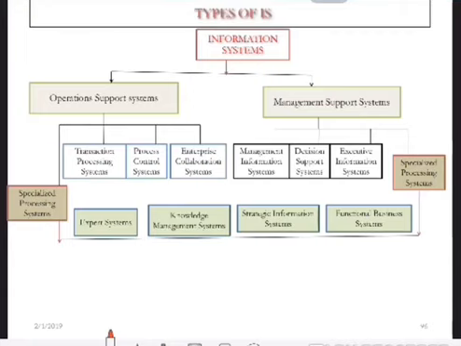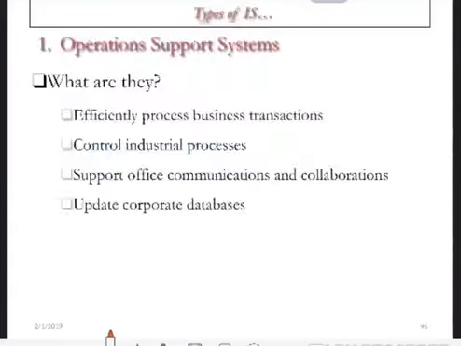Under operation support system we have TPS, transaction process control system, and enterprise collaboration system. Under management support system we have MIS, decision support system, executive support system, and also specialized information systems: expert system, knowledge management system, strategy system, and functional business system. So let us see types of information system.